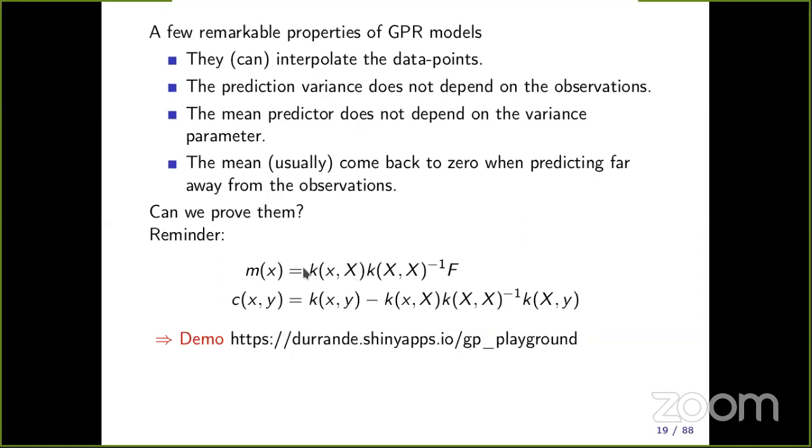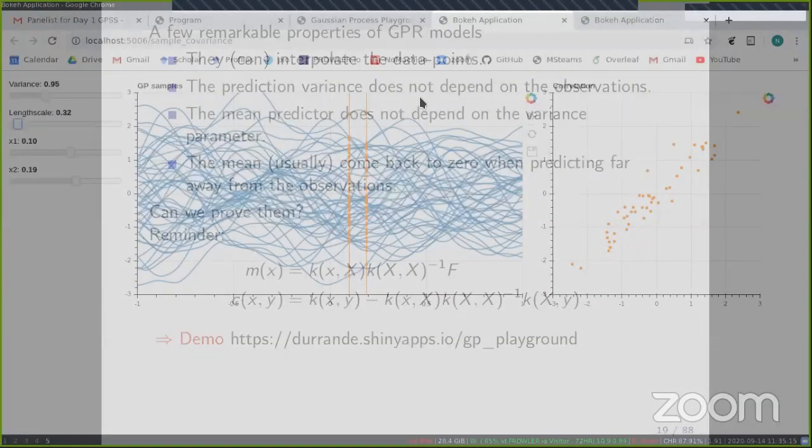If we were to take it out over here and out over there, it would cancel because of the inverse we have here. And the mean usually comes back to 0 when you predict far away from the observation. If the point x is very far away from the observations, and if your covariance function has a hat shape like most of the covariances we've seen so far, then this will tend to 0. So the mean will tend to 0. Let me illustrate that on an example.